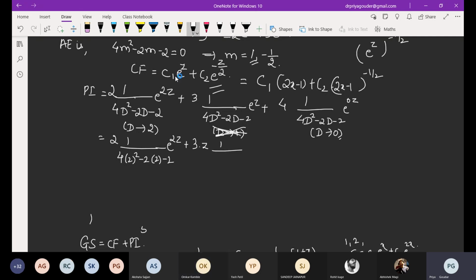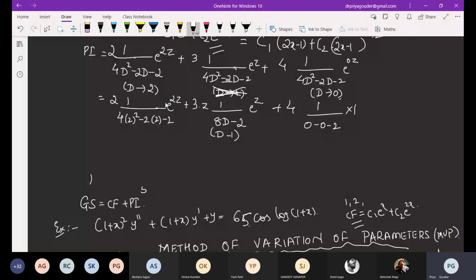What is the derivative of the denominator? 4D square, 4 2s are 8D minus 2. Correct? Very good. Now you can do the replacement. It will not become 0 because 1 is repeating only once. Here D should be replaced by 0. 0 minus 2, e raised to 0z is 1. Tell me what you'll get here. This is 2 upon 2 square is 4, 4 4s are 16, 16 minus 4 minus 2 is 16 minus 6, which is 10.